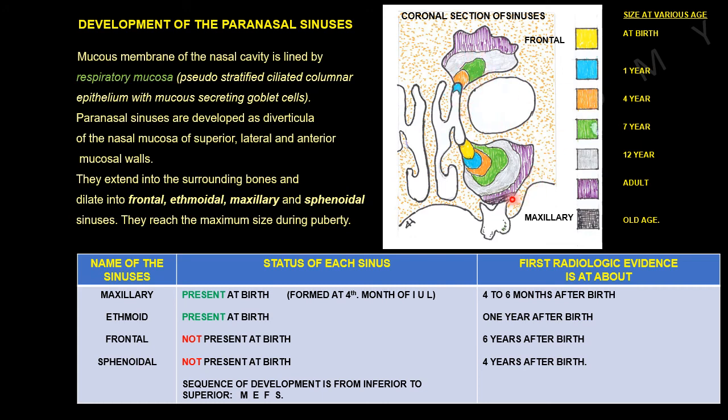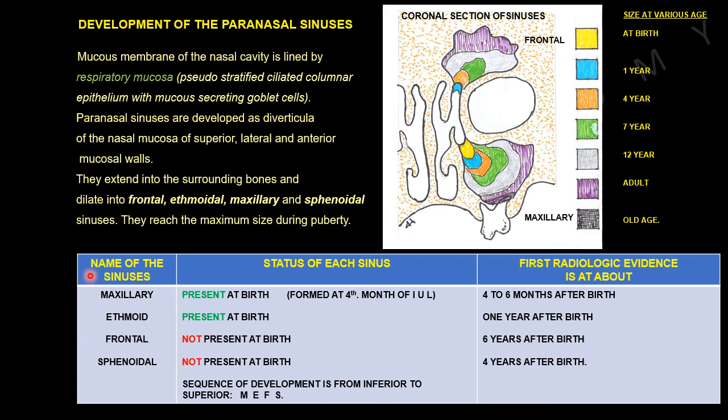In the case of the maxillary sinus, you can find yellow. That means it is present at birth, the maxillary sinus. Green means the maxillary sinus is about this size at the age of 7 years.